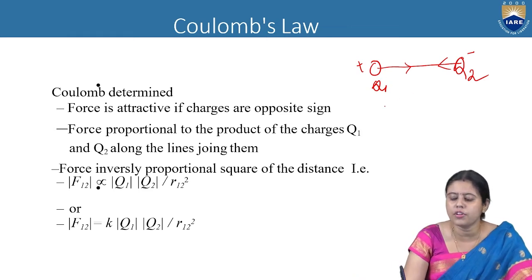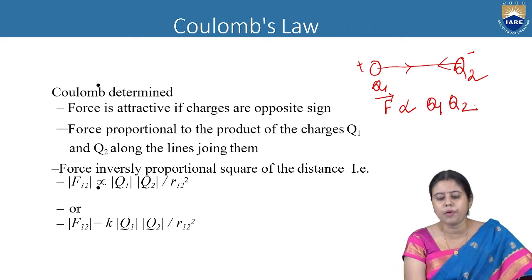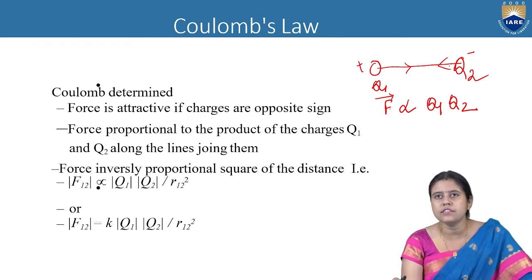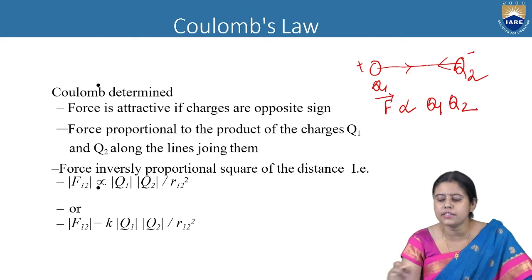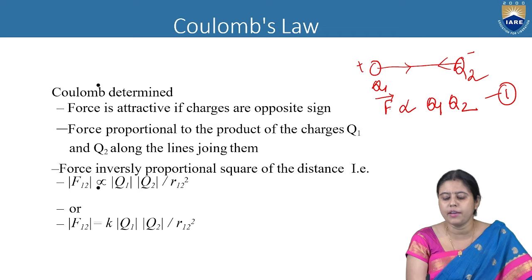According to Coulomb's law, this force is directly proportional to Q1 and Q2. Force is proportional to the product of the charges Q1 and Q2 along the line joining them. This is his first rule. What is the second rule of Coulomb? The force is inversely proportional to the distance between them.